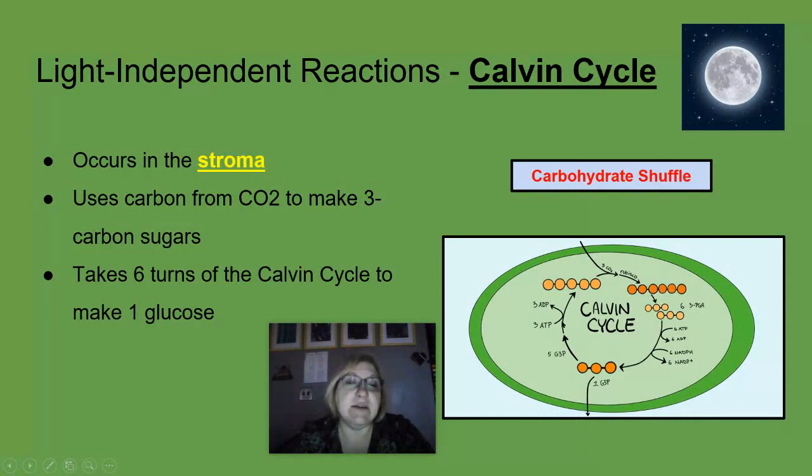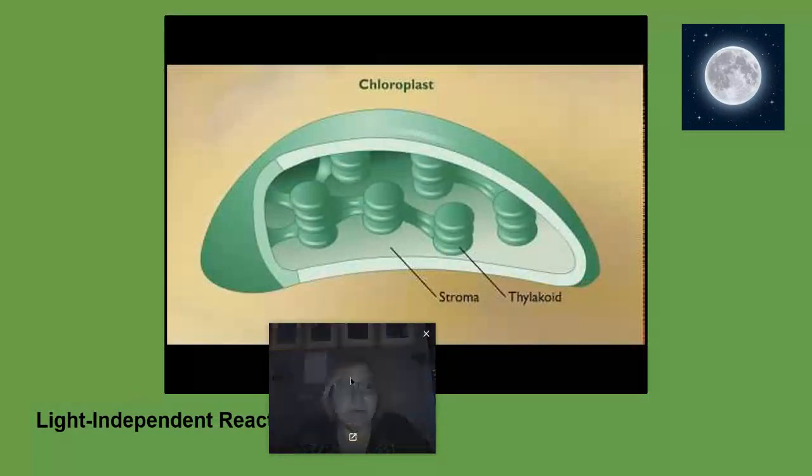And what's happening is all of the carbon is used to make sugars. So it takes 6 turns around the Calvin cycle to make one glucose molecule. So this is happening all of the time in the plant to make energy so that the plant can survive, and also we can survive because we eat the plants.